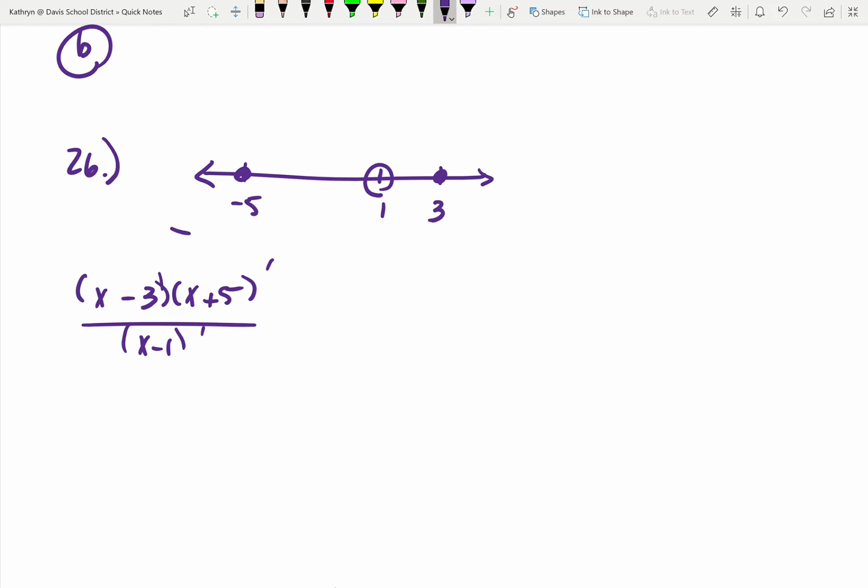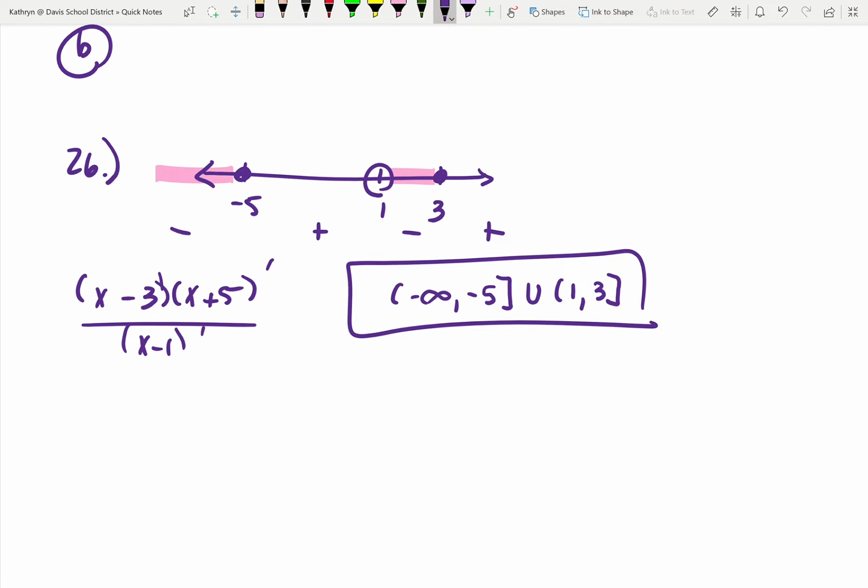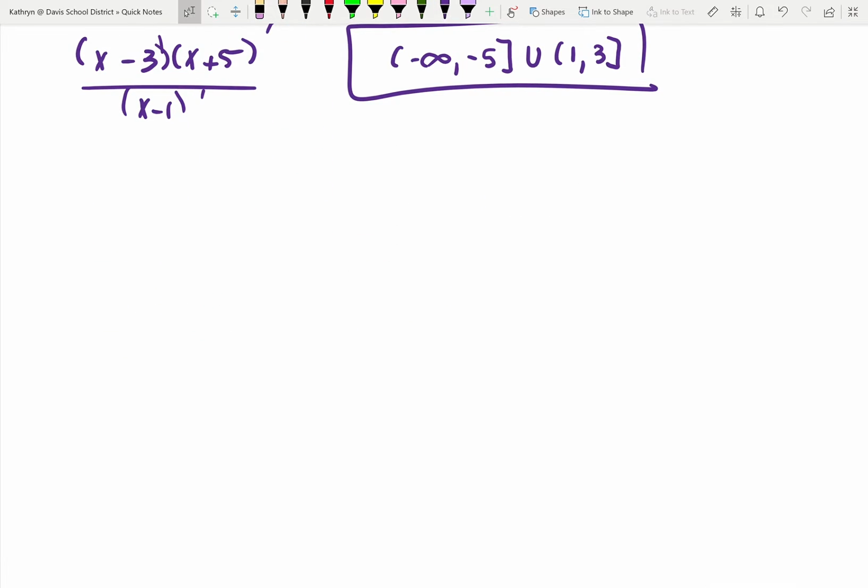So I know this is negative, positive, negative, positive. You must highlight the regions which are less than 0. So that would be my negatives. And my answer in interval form is -infinity to -5 with a bracket, union 1 to 3 with a bracket, and that's my answer. Okay, number 27.